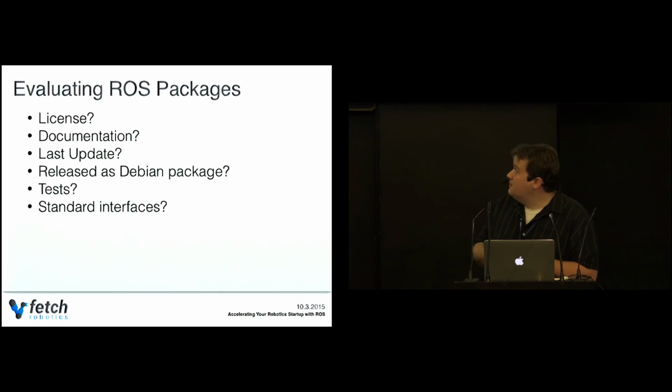Is it released as a Debian package? That's an extra step for the developer. So if they've gone that extra mile, it's probably higher quality code inside. Does it have tests? If not, definitely walk away. Does it have standard interfaces? If it uses the same interface as other similar packages that do the same thing, you could eventually swap it out much easier in the end. Again, Robot Pose EKF and Robot Localization have the same interfaces, which is really nice.